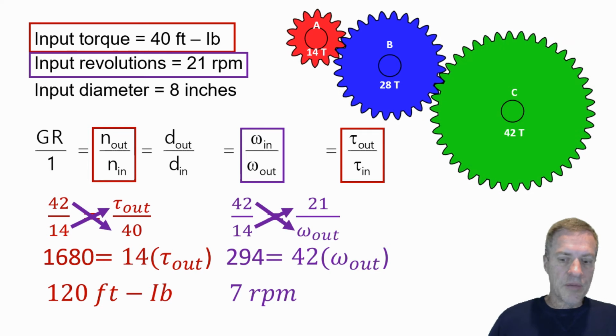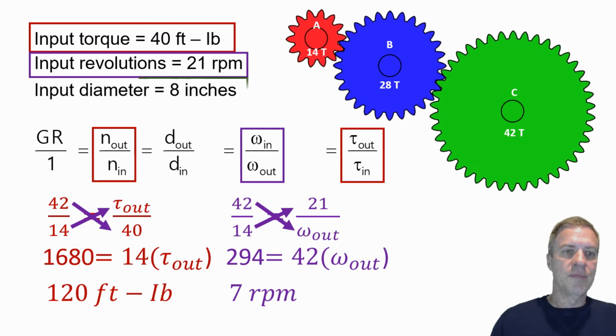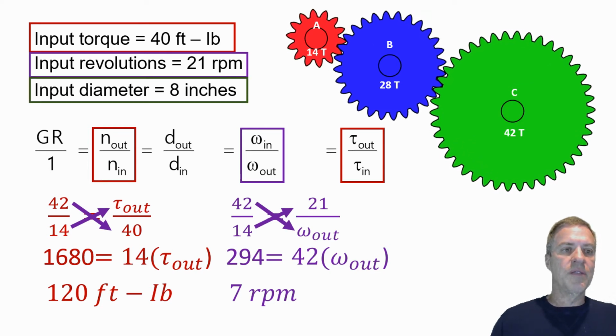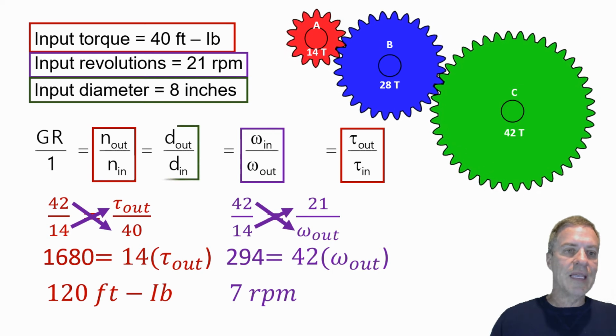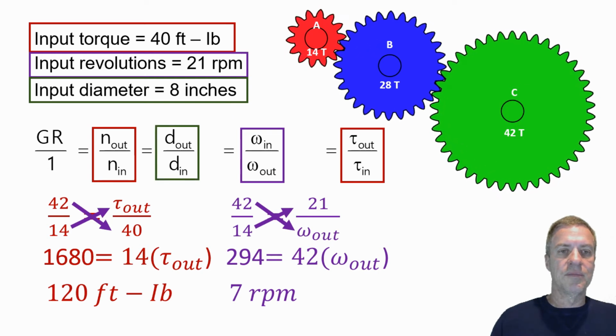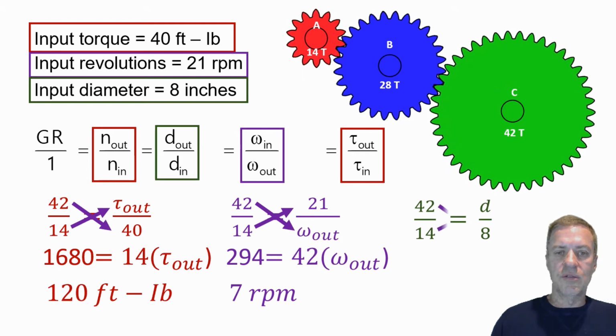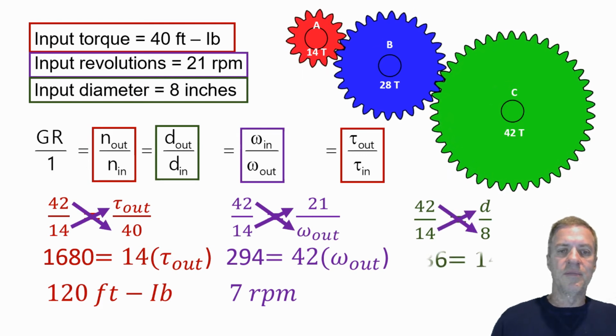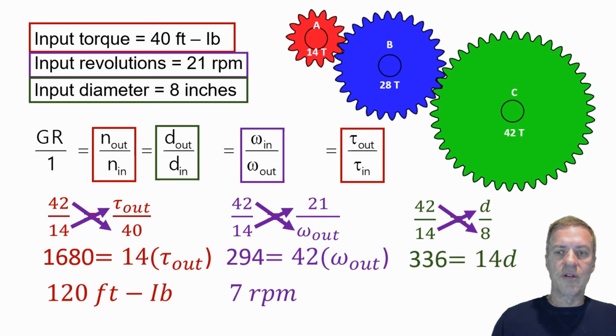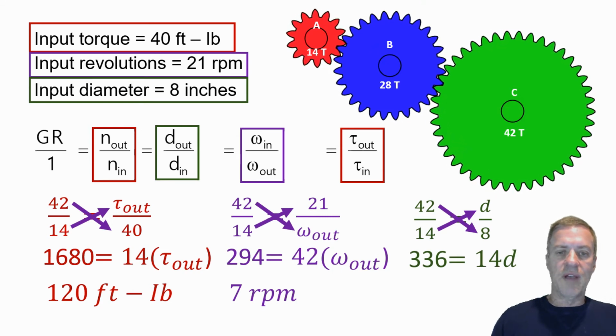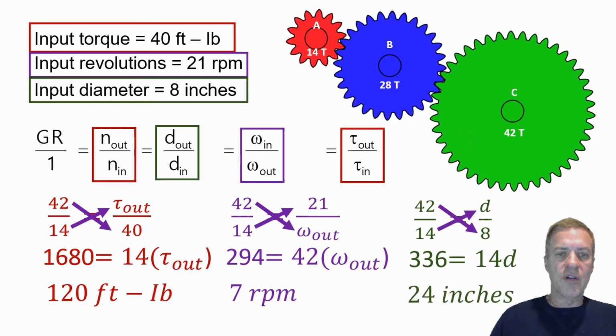And then we can find the diameter of the output wheel. Same way, I know the input diameter is 8 inches. So we set up our two fractions. We cross multiply. 42 times 8 is 336. We divide by 14 and we get 24 inches.